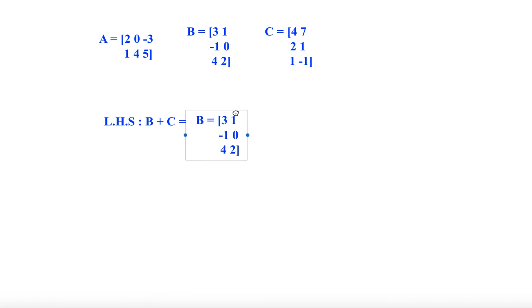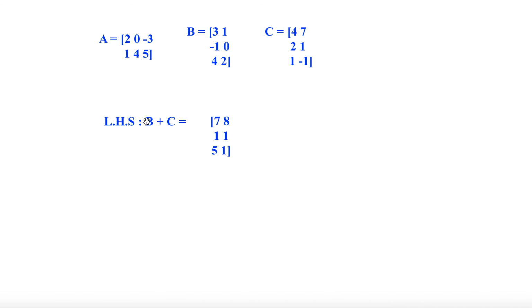They are in the same order, right? 3 plus 4 is 7. 7 plus 1 is 8. Minus 1 plus 2 is plus 1. 1 plus 0 is 1. Next is 4 plus 1, which is 5. 2 minus 1 is 1. Corresponding elements only we are adding. This is B plus C.